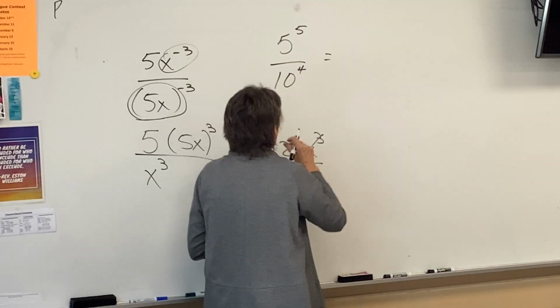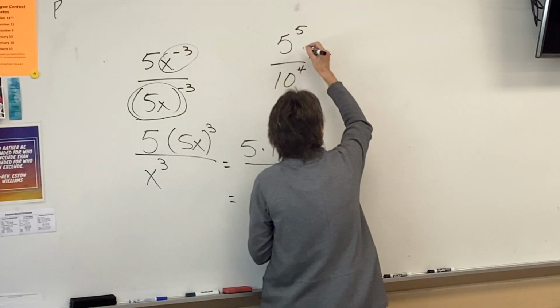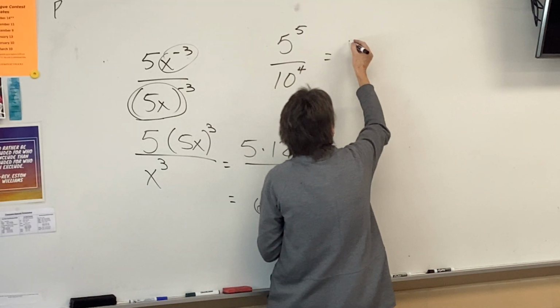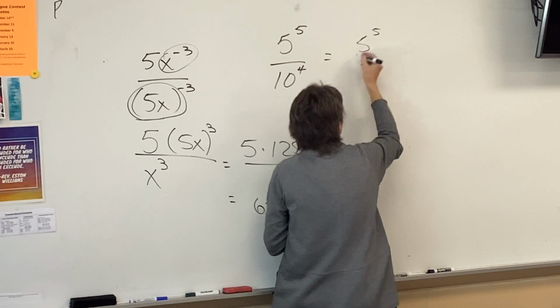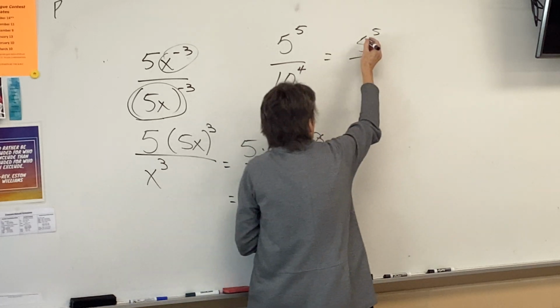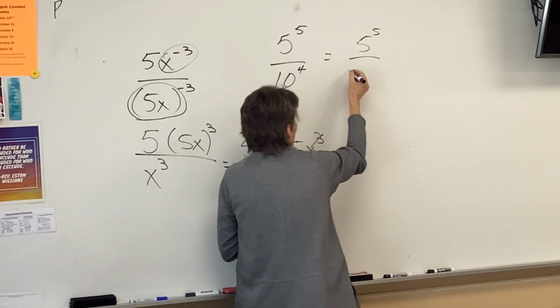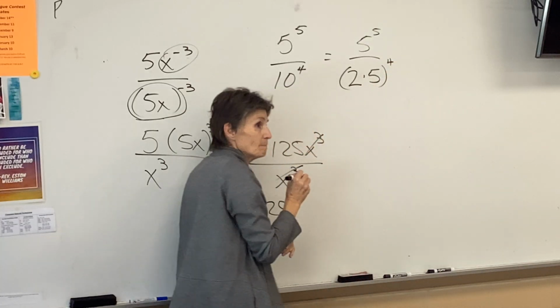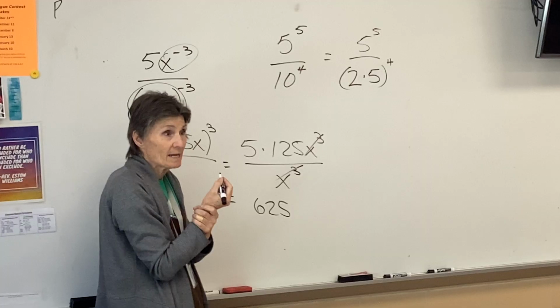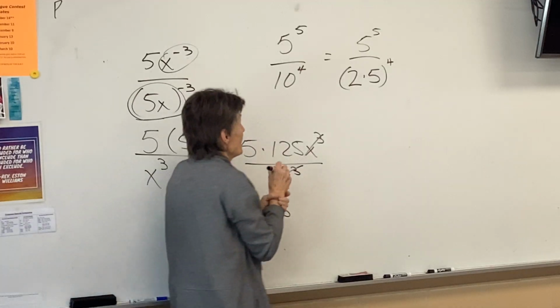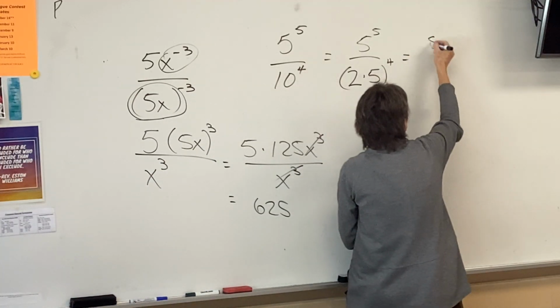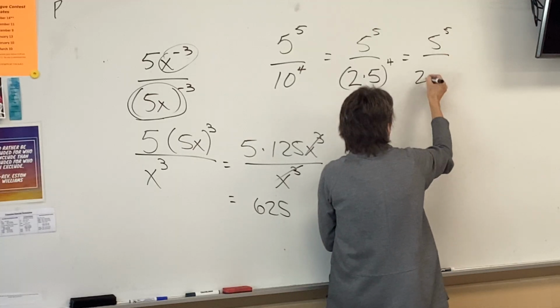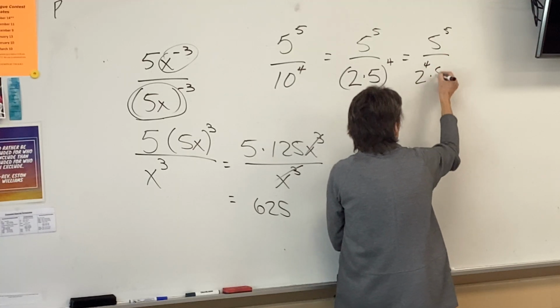So, one option you have is to think of your numerator as what it is, 5 to the 5th. But then you can think of the denominator as 2 times 5 to the 4th, because that's what 10 is. And then that would mean that you had 2 to the 4th and 5 to the 4th.